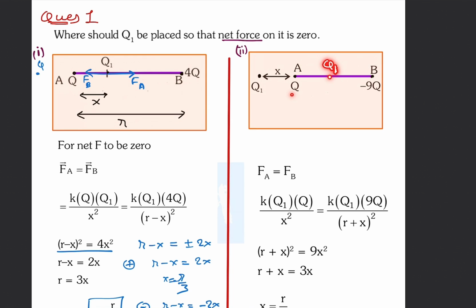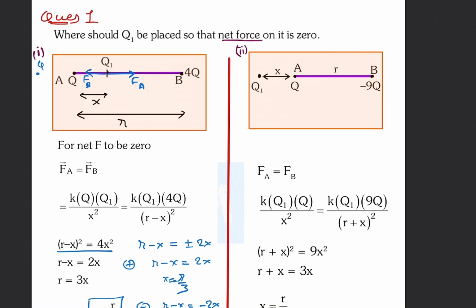this charge q is positive and this is also positive, so force on q1, fa, will be towards right. Now what force will this charge b apply? This is a negative charge, and a negative charge will attract a positive charge, so fb will also be towards right only. So net force is not going to be zero in any position between a and b.